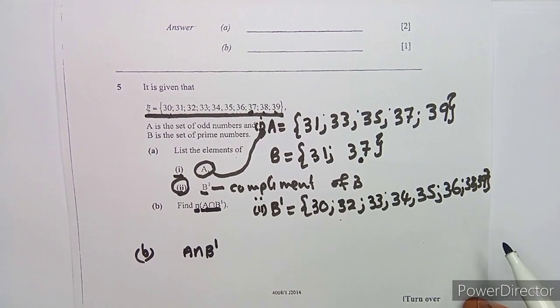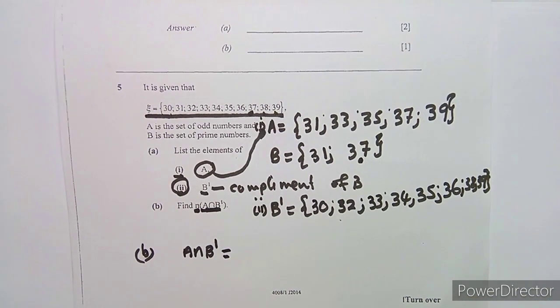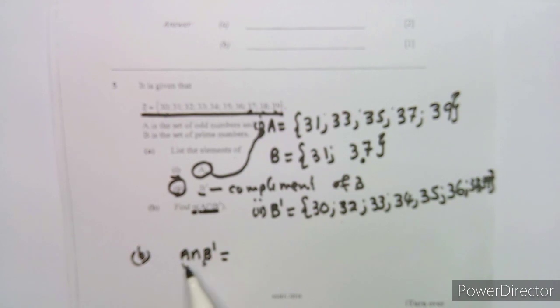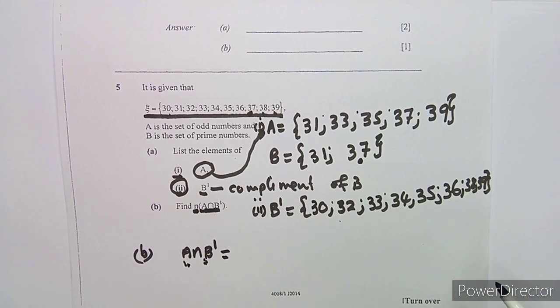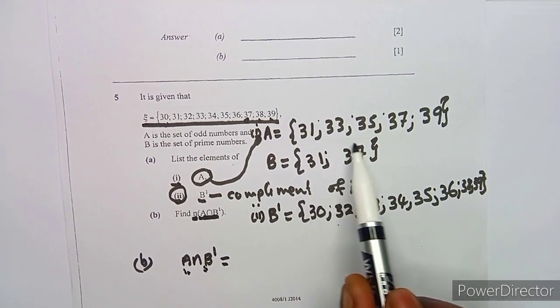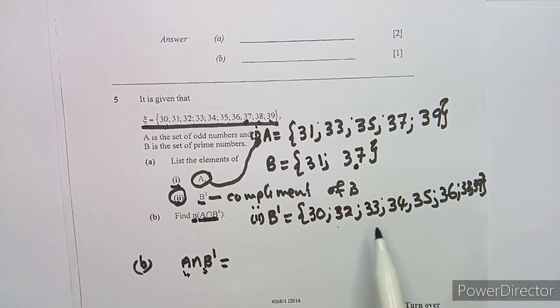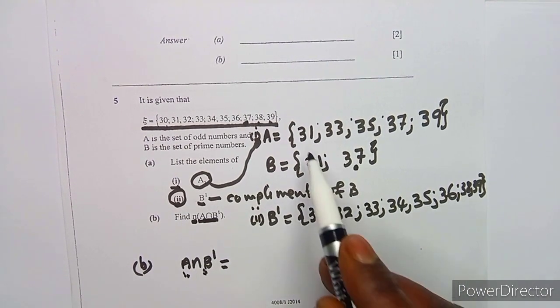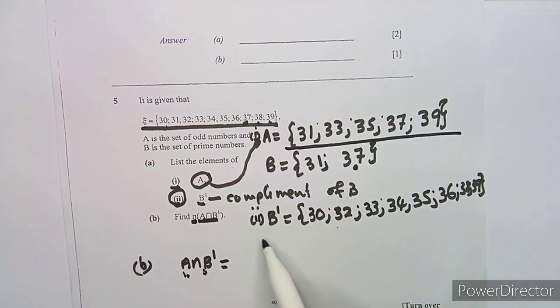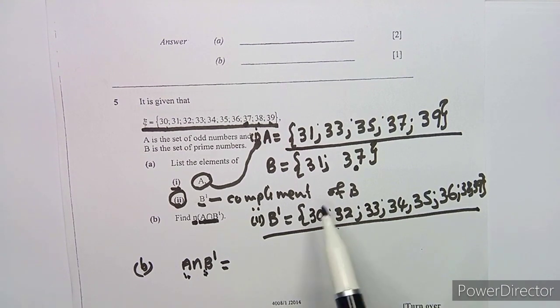If you are referring to A intersection B complement, remember, intersection, you are talking of elements which are found in both sets, both of these two. That is where you are referring to the intersection. It is found in both. So this is our set A here, this is our B complement. So which are the elements which are in both? Okay, so we are going to cross check between this set here and this set. This is where our answer is supposed to be. So let's cross check.